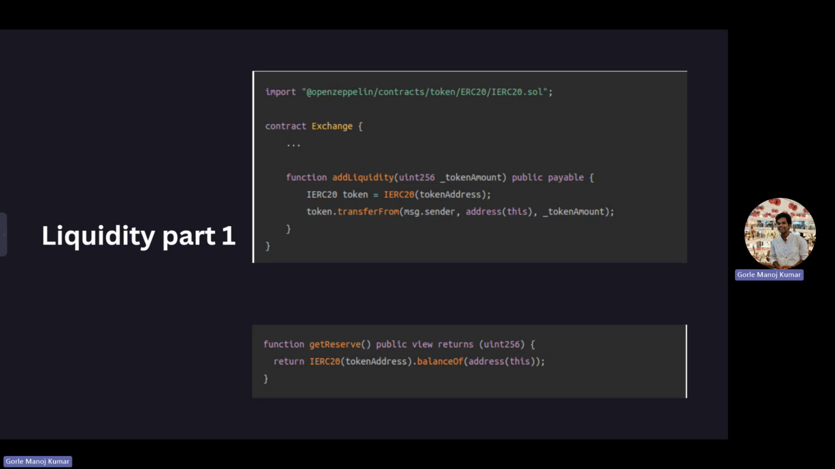Okay, and also we have this cute little function. It's get reserve. Look here, the view is okay. So can somebody explain what the view does? Again, we have a bunch of modifiers here and also this kind of thing. So, can someone tell what the view modifier does? Manoj? Yeah. What is the purpose of the view modifier?